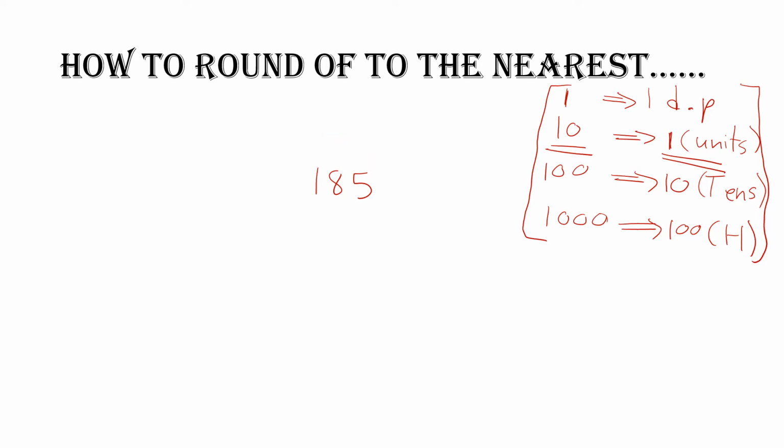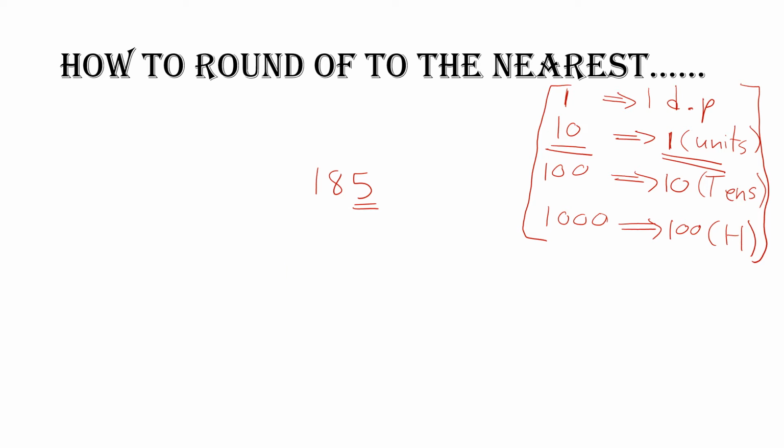So if I ask you to round off 185 to the nearest 10, again, nearest 10, I pay attention to the units and I do the usual working. If this is 5 or greater, we add 1 to the 8. So this rounded off to the nearest 10 would be 190.